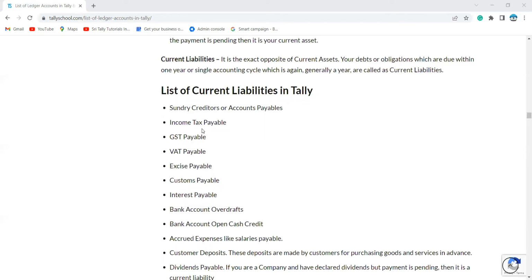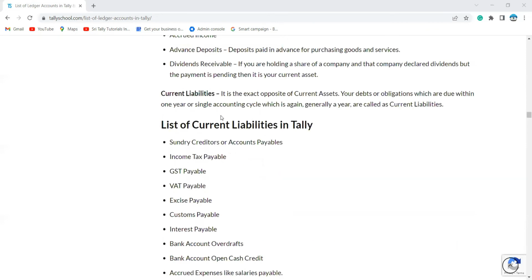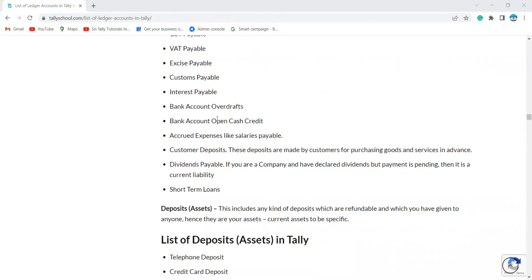All payables, like income tax payable, GST payable, VAT payable, excise duty payable, salary payable, bank account overdrafts. So this all comes under current liabilities.